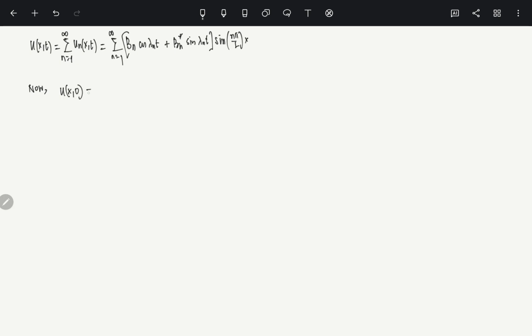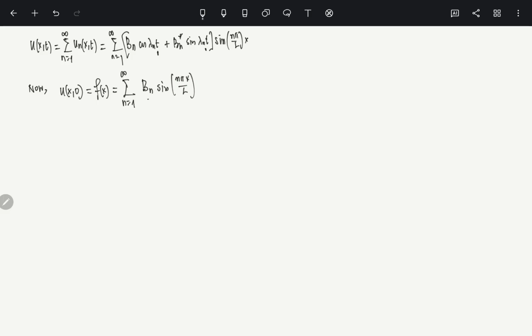Now we know the initial condition, if you remember, u of x, 0 is equal to f of x, that is given to us. So if you put it in here, this is nothing but summation n equals 1 to infinity with t equals 0. Sine of 0 is 0, so that part is not there. We are only left with b_n, since cosine 0 is 1, and then sine of n pi x by L. This is what we have.